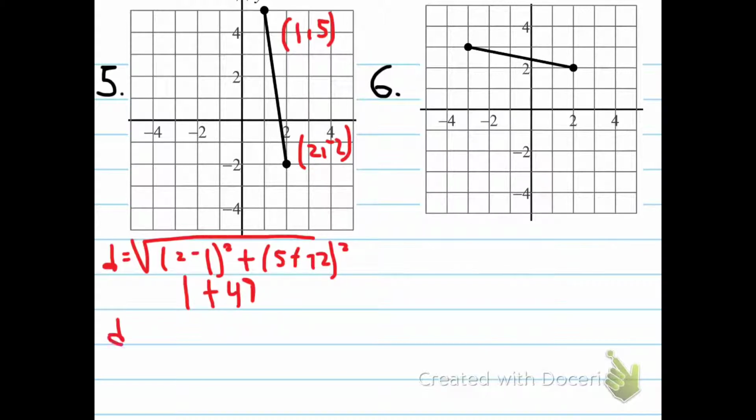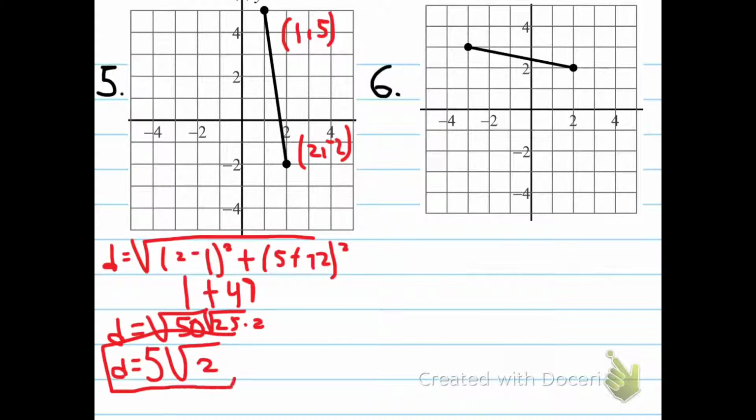So d equals the square root of 50. And we can simplify this. So the factors are 25 and 2. Square root of 25 is 5, and then 2 is left on the inside. So you should have gotten d equals 5 root 2.